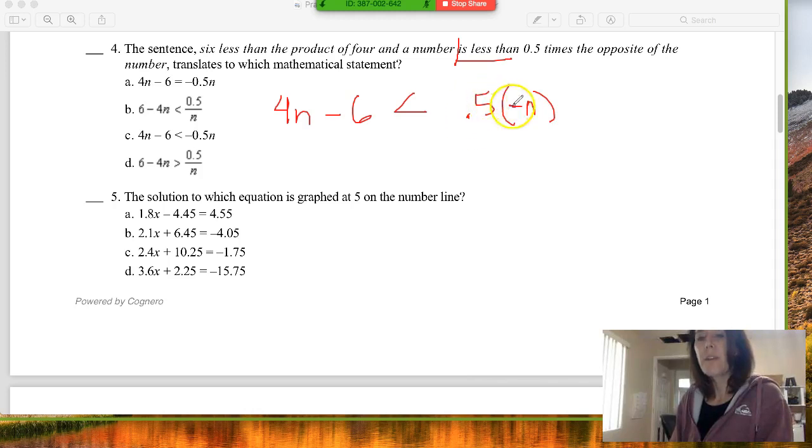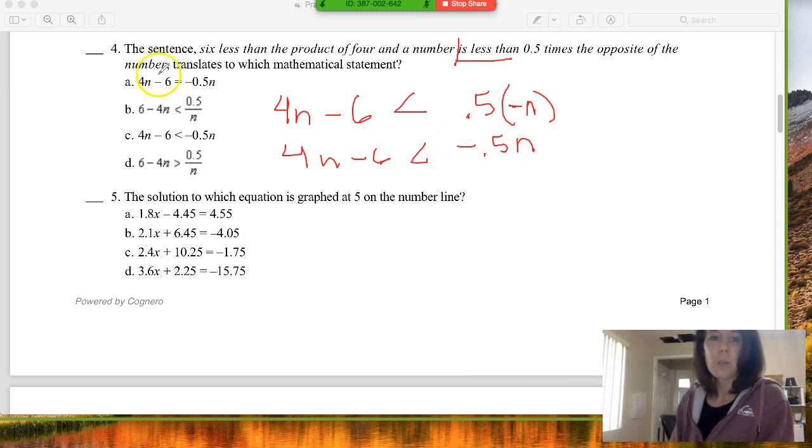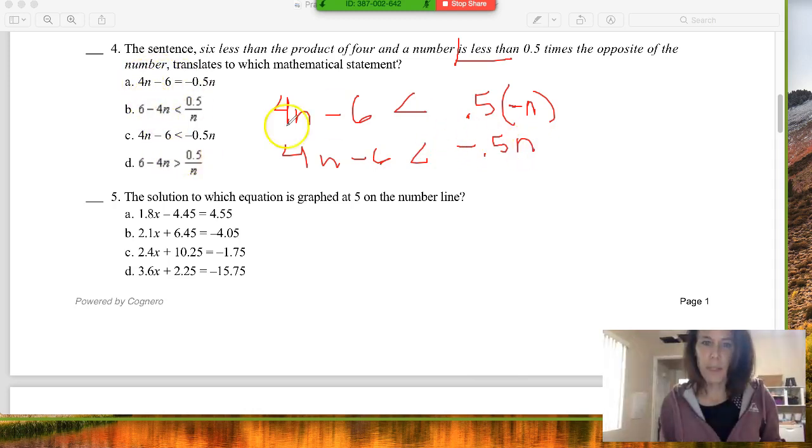And I can go 0.5 times negative n and write this as negative 0.5 n. So I'm going to have 4n minus 6 is less than negative 0.5 times n. So let's see. This looks like it is, but there's an equal sign there. Careful, a lot of people might do 6 minus 4n because they see 6 first, but 6 is less than the product, so you have to do 4n minus 6. And here it is, 4n minus 6 is less than 0.5n, so it's C.